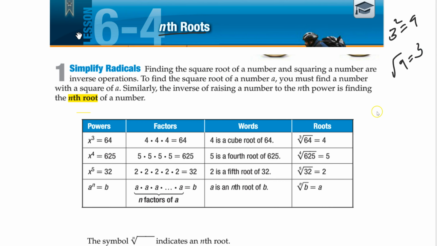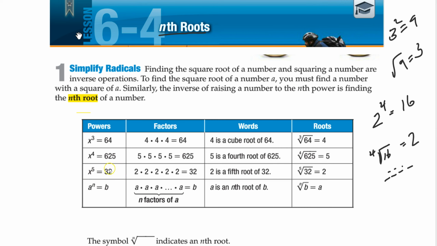If I ask you what is 2 to the 4th, I expect you know it's 16. If I ask you what the 4th root of 16 is, it's what times itself 4 times gets to 16, which would be 2. Because again, these are inverse operations. Some examples up here: x cubed equals 64, so the cube root of 64 equals 4. X to the 4th equals 625, so the 4th root of 625 is 5. That's all it is.